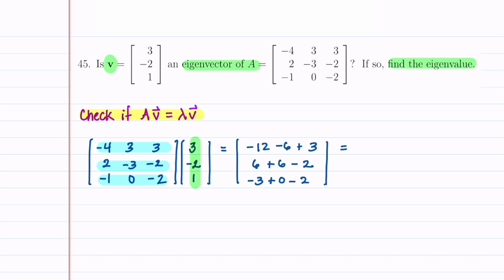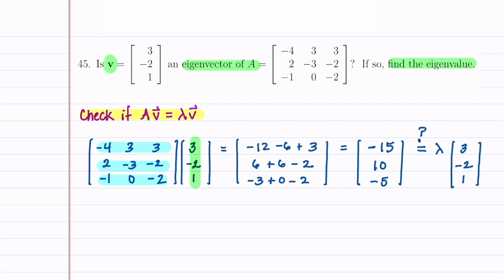Now let's add this up. We have a minus 18 plus 3 is a minus 15, and then a 12 minus 2 is a 10, and then we get a minus 5. So what we have to determine is if this is a multiple of our vector v. So we're going to put a little question mark here, set it equal to lambda, and then write down our vector v: 3, minus 2, 1.